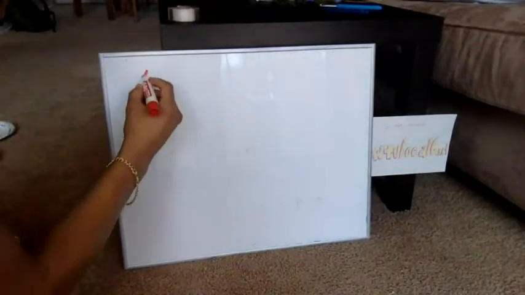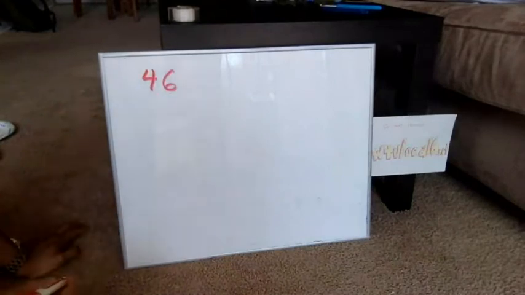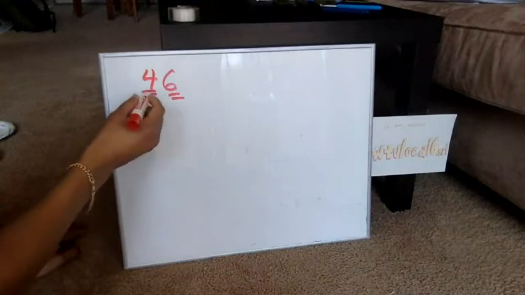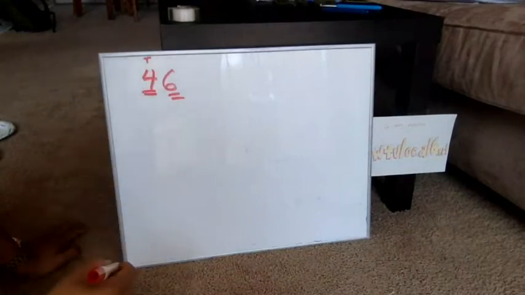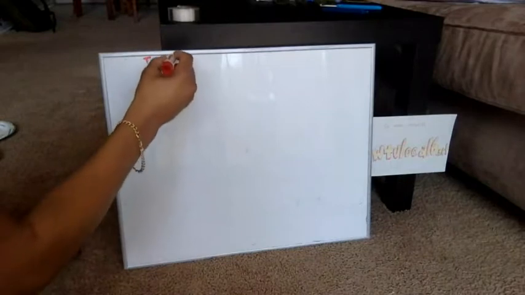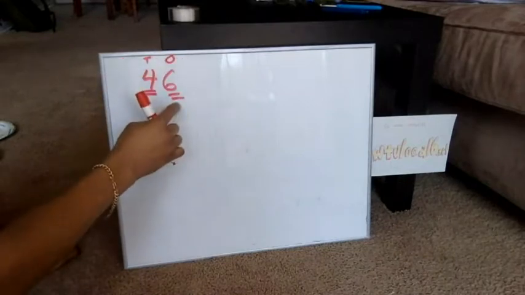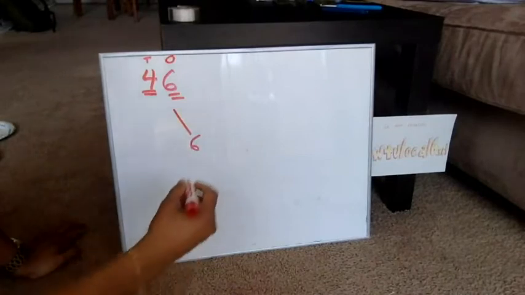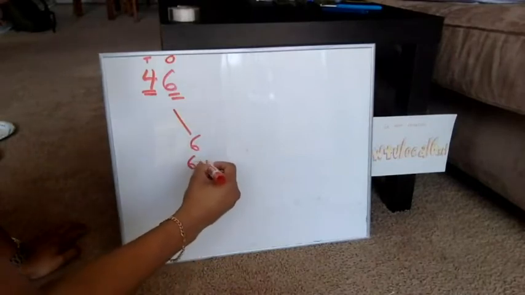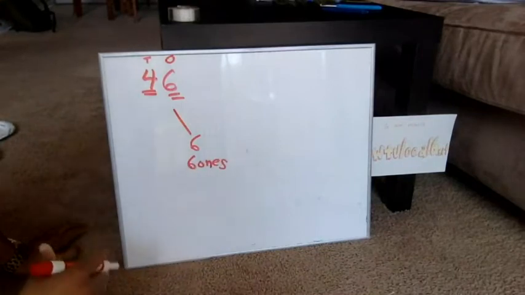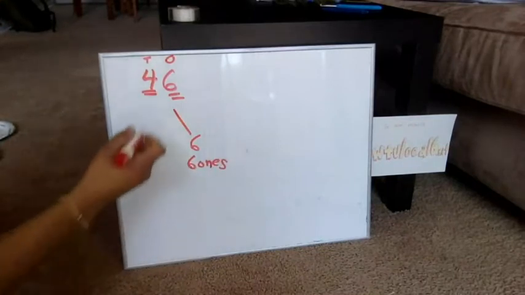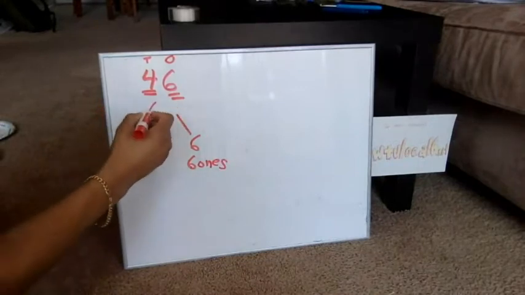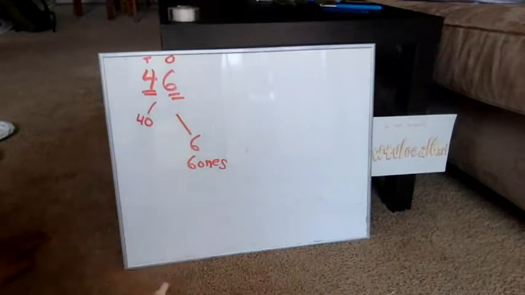We're first going to start with this number 46. Now, we're going to look at the tens place, which is right here. I'll put a T for tens place. And we're going to look at the ones place, which is right here to the right. Let's first start with the ones place. We have 6, but I'm also going to write this 6 ones, just so you know that that is 6 ones.